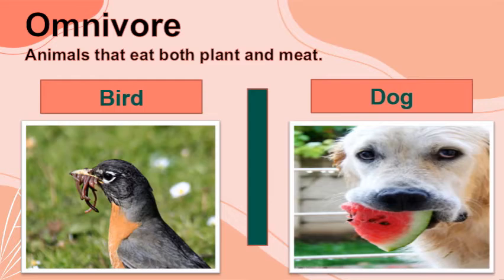And we have a dog. Dogs can eat anything, right? They can eat chicken, they can eat fish, pork, as well as watermelons. They can eat fruits, any kind of fruits, vegetables. Birds and dogs are called omnivores. Omnivores are animals that eat both plant and meat.